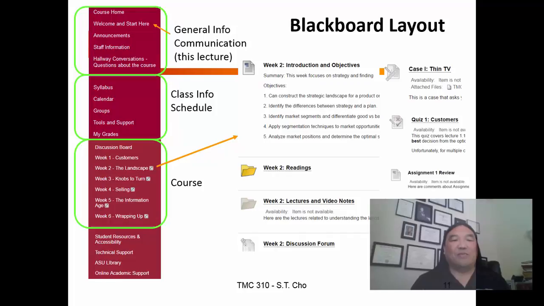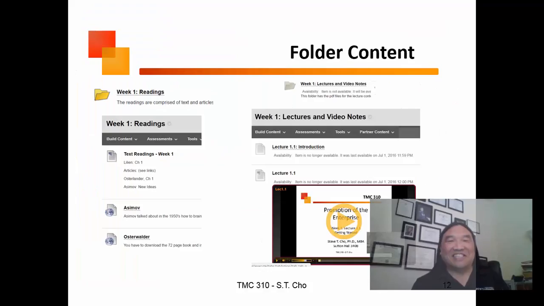Now, when you open up each one of these modules, what you'll find inside is what the objectives are for this week, what your readings are, the lectures and video notes, a discussion forum, which is part of your grade to carry a discussion, and whatever homework or assignments are due that week. Plus, there will be a quiz. There are 4 quizzes in this class. And at the bottom is, if you're having problems with your Blackboard, consult ASU. I've had students come to me before about Blackboard, saying they can't do anything. This is an IT issue.